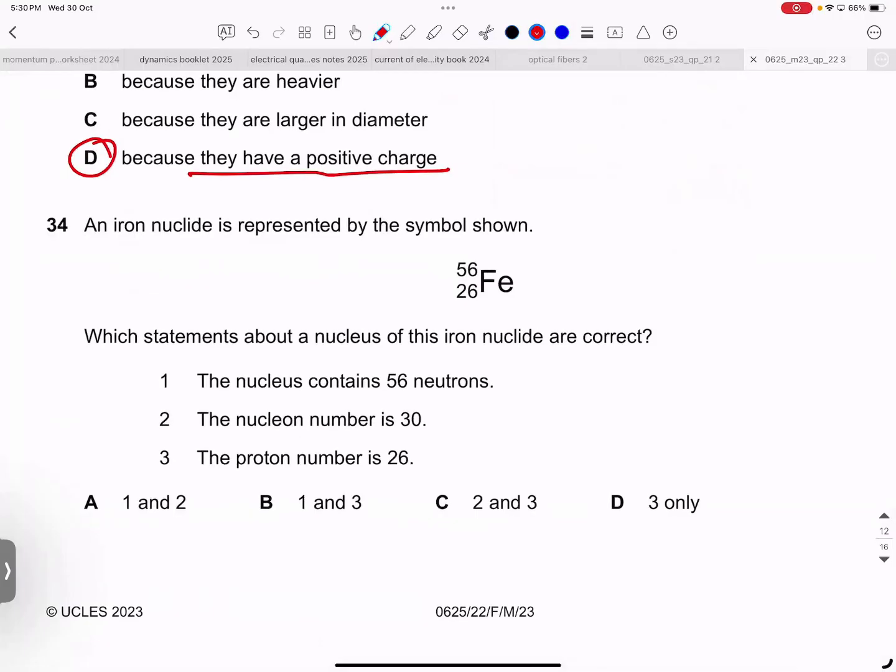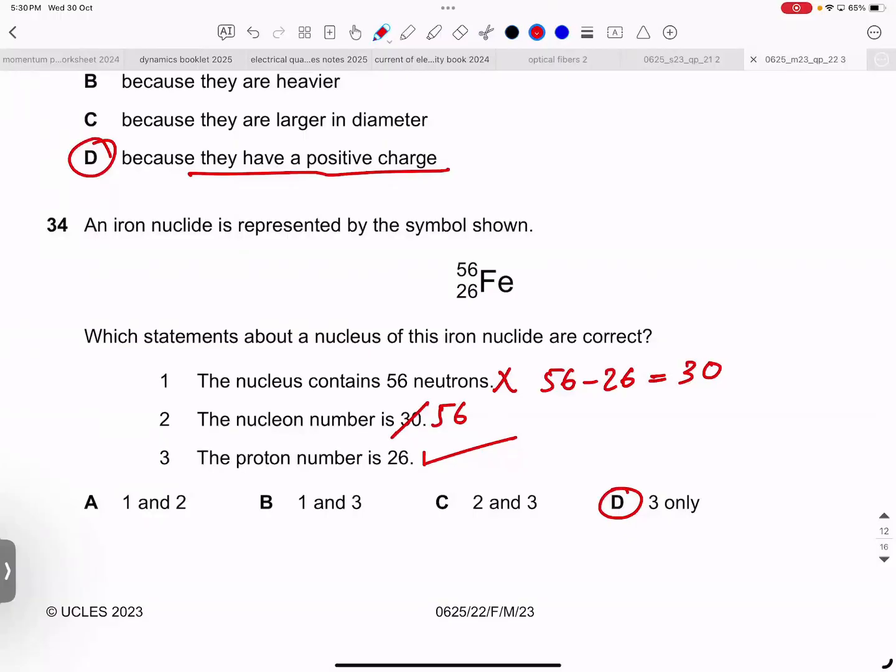34. You have the iron element 56, 26. Which statements about the nucleus of iron are correct? It has 56 neutrons. No. Its neutrons are 56 minus 26, which is 30. Nucleon number is 30? No, it is 56. Protons are 26. Yes, option D.